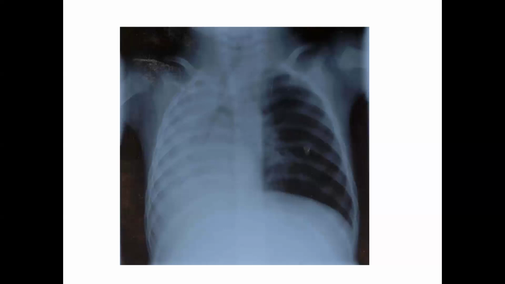Different tissue densities that you'll see. Things that show up more shades of gray or white are going to be considered radiopaque, and things that are darker or blackened, if you will, are going to show up more radiolucent on a chest x-ray.